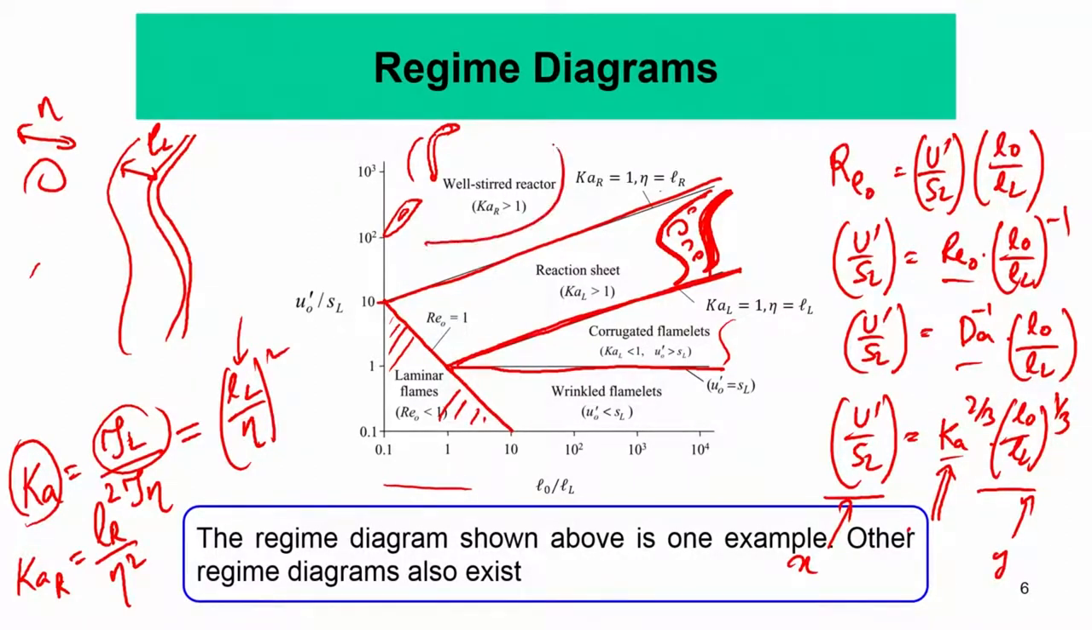But if you have a situation like in this well stirred reactor regime, where your Kolmogorov size eddies have become smaller than the reaction zone thickness, so LR is larger than eta, then the reaction Karlovitz number is very, very large, greater than 1. Then the flamelet structure is completely destroyed. Even the reaction zone structure does not behave like that of a laminar flame, and the flame becomes distributed into several parts, and it approximates that of a well stirred reactor. Okay, so this part is called the well-stirred reactor regime. Other regime diagrams also exist. The above is just one example.